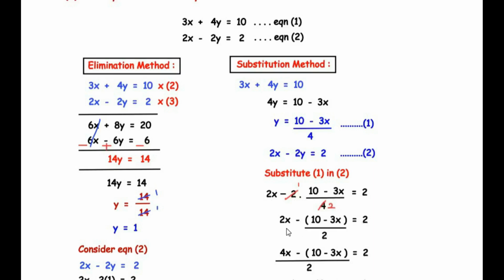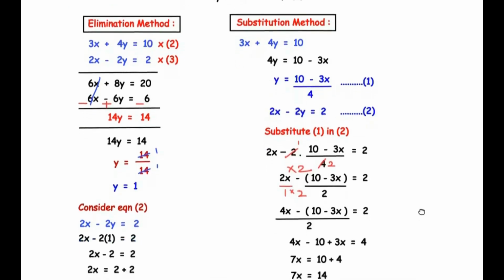Now in the next step, we are going to take a common denominator, that is 2x can be written as 2x over 1. So we are going to multiply 2x by this denominator, that is 2, and 1 also by 2. So we get here 2 times 2x as 4x, minus in the bracket we have 10 minus 3x. Now we get a common denominator, that is 2, equal to 2.